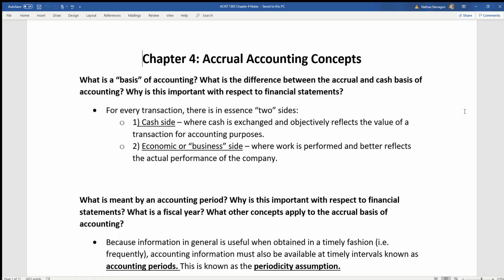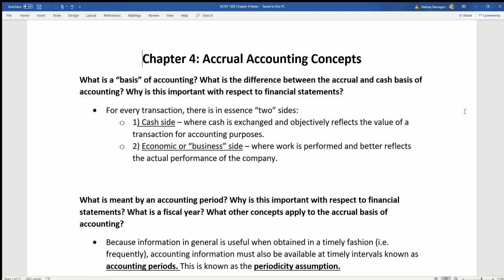There's the cash side, where cash is eventually exchanged and objectively reflects the value of what we're doing. So, it doesn't mean that you have a bill, eventually you have to pay the bill with cash, it costs you that amount of money. A lot of the basic measurement principle. And the second side that all transactions have is an economic or business side, where work is performed and better reflects the actual performance of the business.